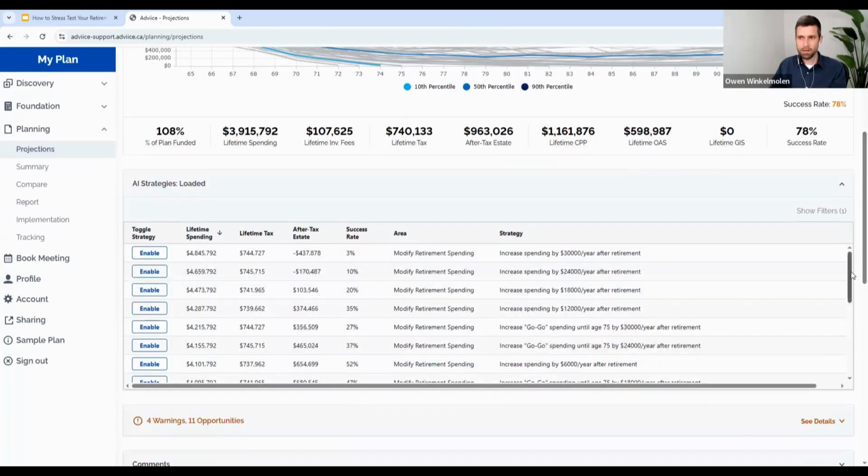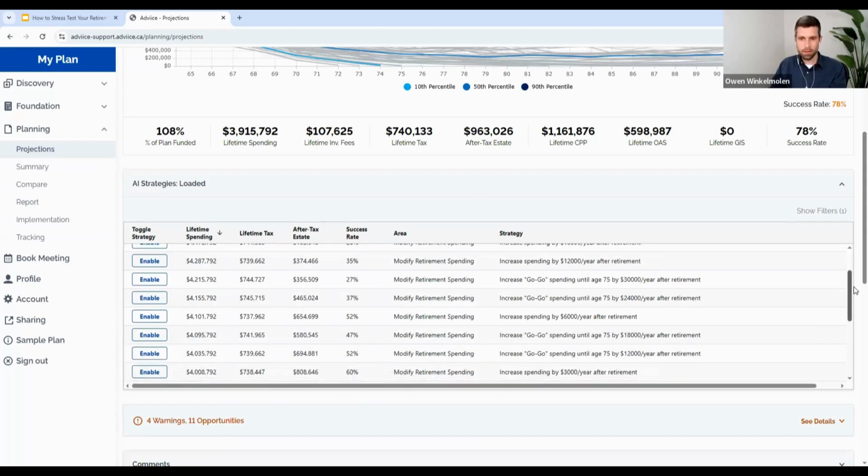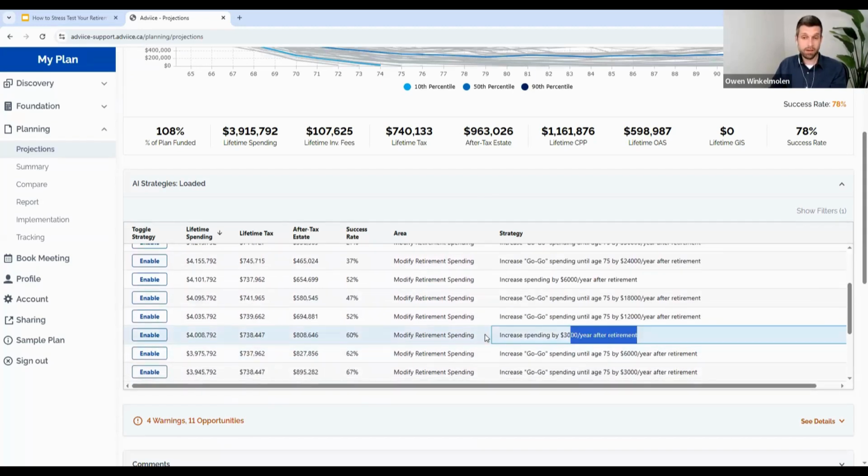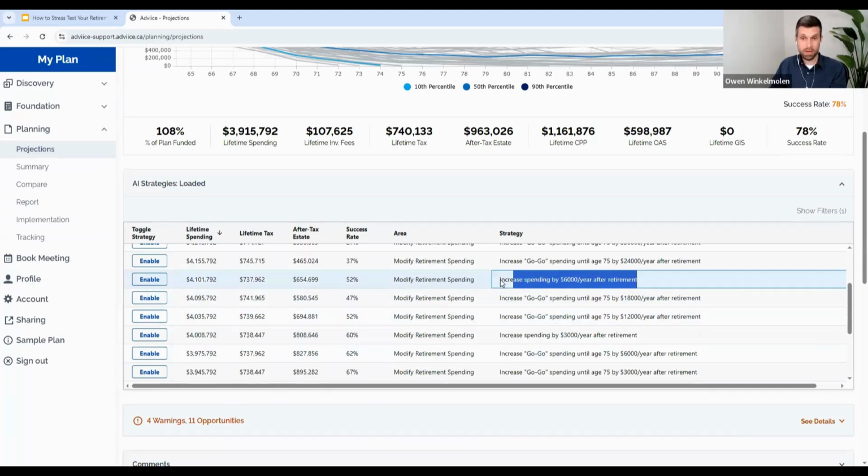And we're just going to go down and look for something maybe close to 50%, that would give us close to 100% plan funded. So let's find out where that is. We can increase spending by 3,000 a year and we'd hit 60%. We could do any of these go-go ones, or we could just increase spending through the entire plan by 6 grand. If we do this, we drop the success rate to 52%.